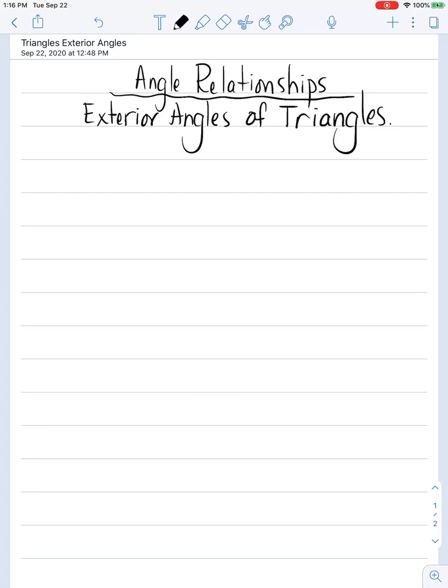Hey guys, today we're going to continue our work with angle relationships. Specifically, we're going to look at exterior angles of triangles. So let's start looking at those relationships. Let's draw a triangle, but I want you to extend out one of the sides.